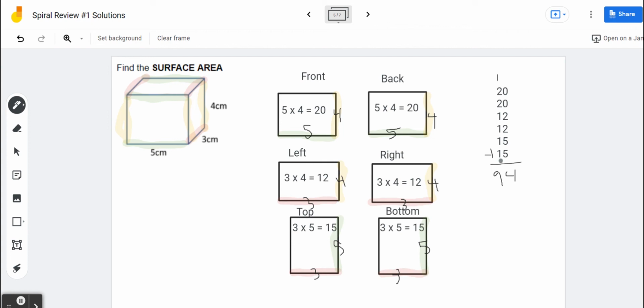So the total surface area is 94 square, what are the units? Centimeters. Or you can also use this notation, centimeters squared with an exponent. And that's how you find surface area. Remember, you find the area of each side, each surface.